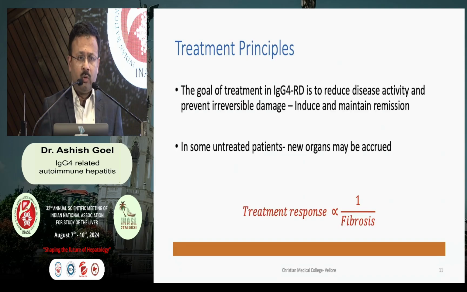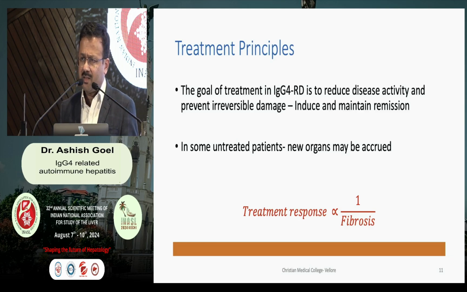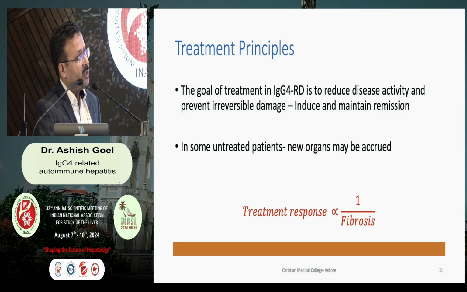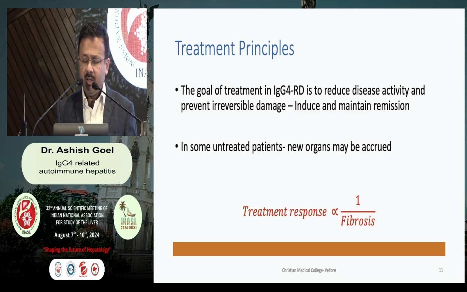Now, I am not going to go into detail of the treatment, just the basic principles. For any autoimmune condition, the aim is to reduce the disease activity and prevent irreversible damage. To address that, you have to induce remission and maintain remission. Various strategies have been used for IgG4 disease, maybe a low dose steroid plus or minus steroid sparing agents, and rheumatologists would prefer rituximab, as what Dr.